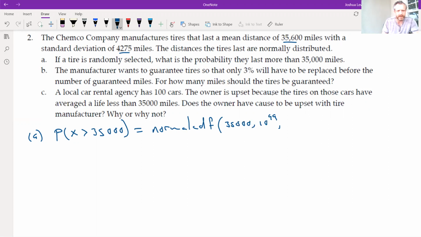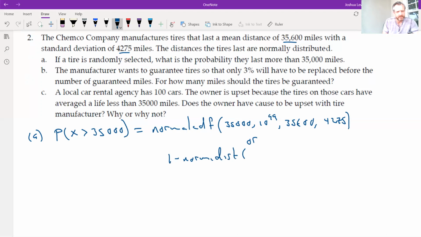And I realize that many of you do not use the TI, use Excel, which is totally fine. That's what I've taught for my online classes. But for my in-person that have a calculator, I'm going to give them this look as well. So 35,000 up to 10 to the 99, and then my mean is 35,600, and my standard deviation is 42.75.